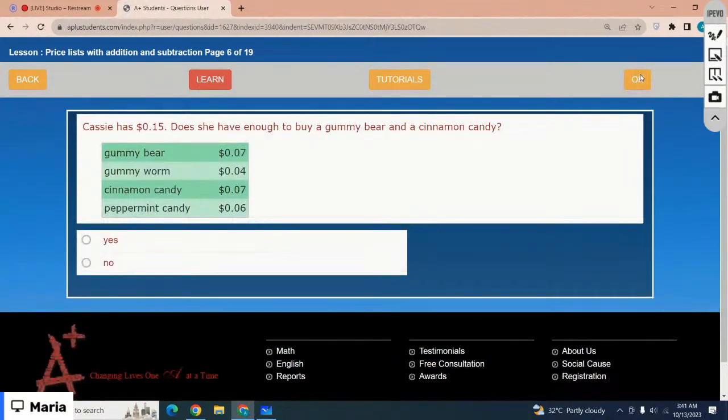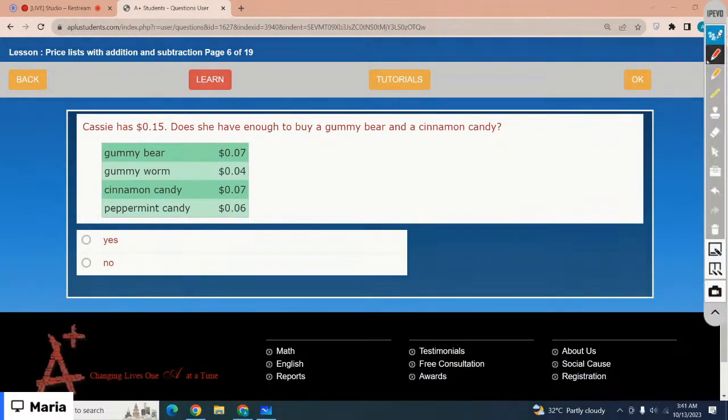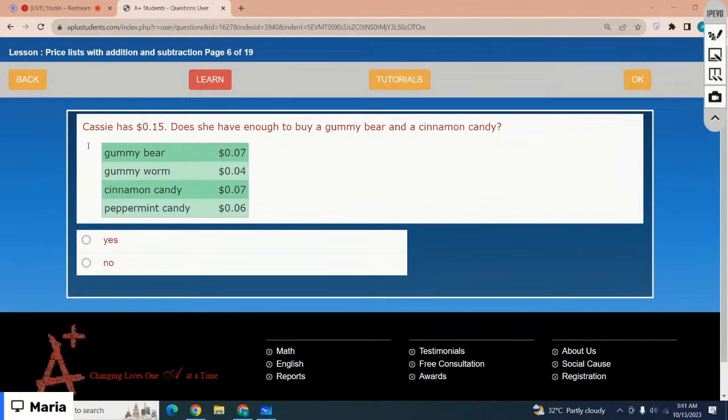Okay, the next one is: Cassie has $0.15. Does she have enough to buy a gummy bear and a cinnamon candy? Which is the correct option? Okay, the gummy bear is $0.07 and the cinnamon candy is $0.07. So when you add 0.07 and 0.07 together, they cost $0.14 and she has $0.15. That means yes, she has enough money, right? The correct option is yes. Okay, you can complete the lesson by yourself later today.